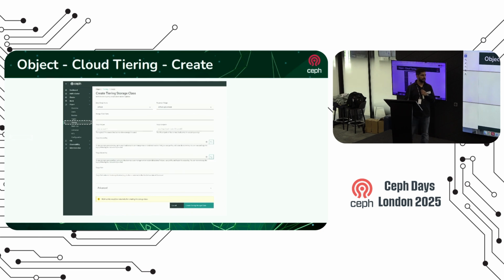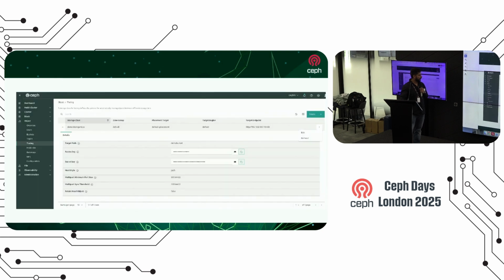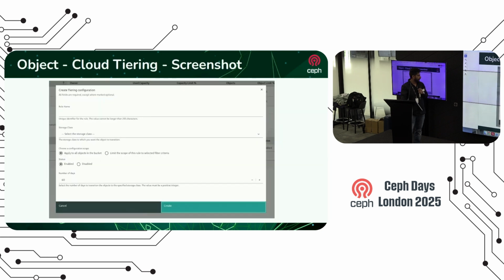So I think we'll go through the screenshots. This is how you create a storage class. You can provide the region, endpoint, access key, secret key, and the target bucket. Once that is created, you will see a list view of it. This is how it looks, and you can see all the data that you provided in the form.